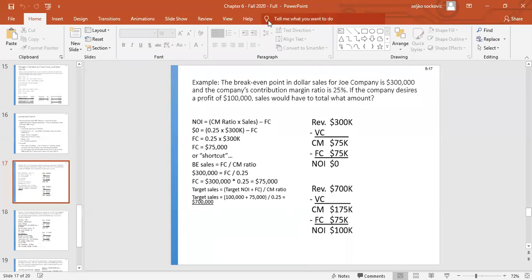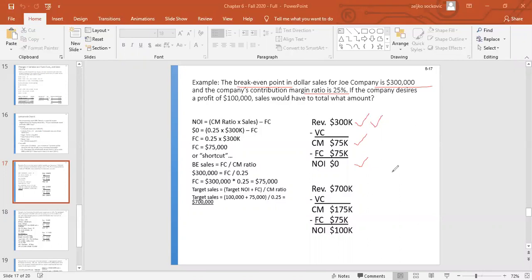Okay, what do you do now here? You have this information. Sales at 300,000, so you will plug in 300,000 here. The company's contribution margin ratio is 25%. Well, what does this mean? That means that contribution margin is 25% of sales. What is 25% of 300,000? It's 75,000. And this is at break even, which means your net operating income is 0. Okay? So everything is here.